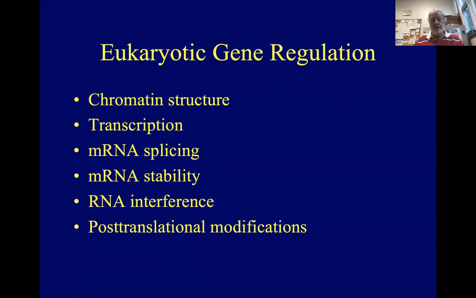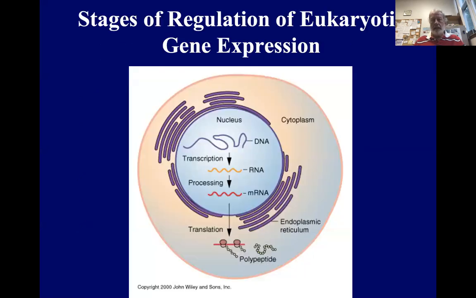interference. Okay, eukaryotic genes can be regulated at several levels: the structure of the chromatin, transcription, of course, what's done to the messenger RNA, and lastly, post-translational modifications, what's done to the protein after it's been made. We're not really going to talk about that, though. It's beyond the scope of our discussion here.